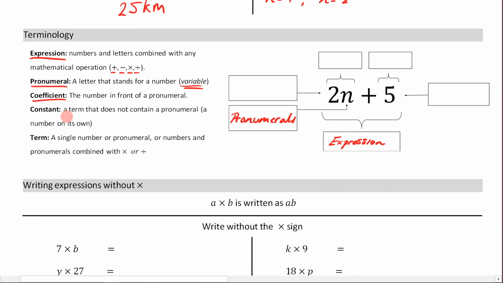Okay, let's keep on going. Let's now talk about a coefficient. The coefficient is the number in front of a pronumeral. So in this case, it's going to be this 2. This 2 is a coefficient.